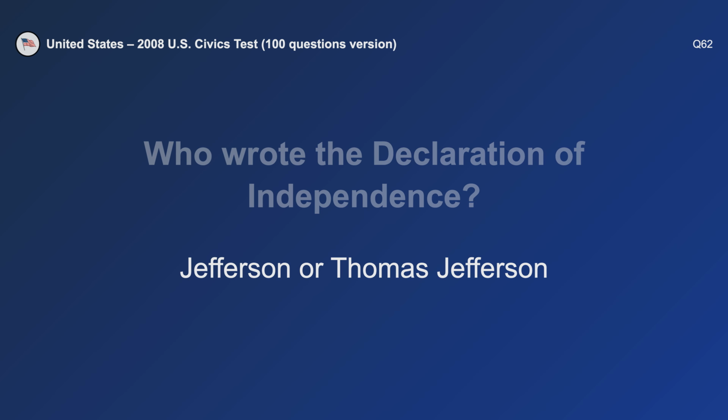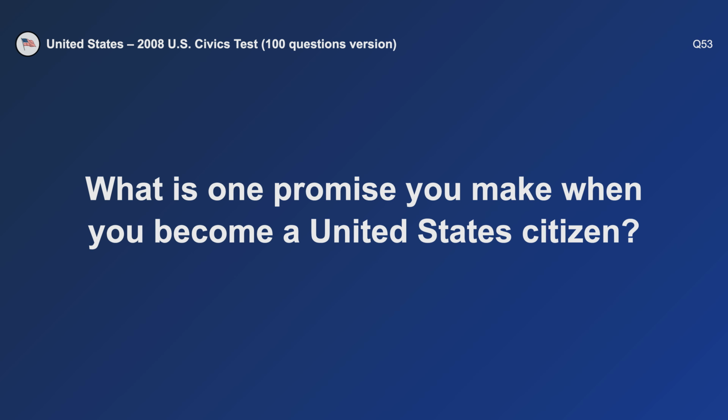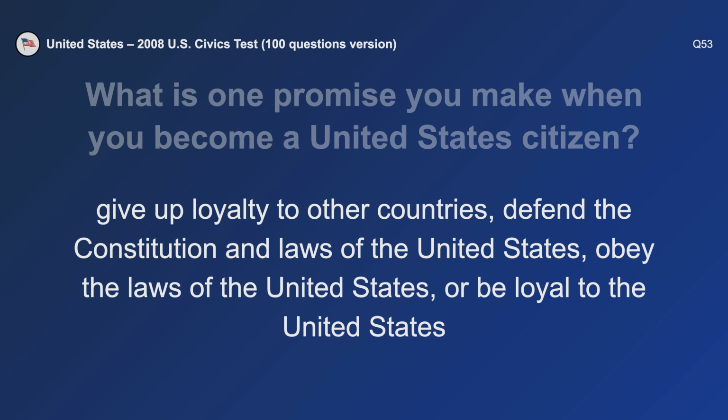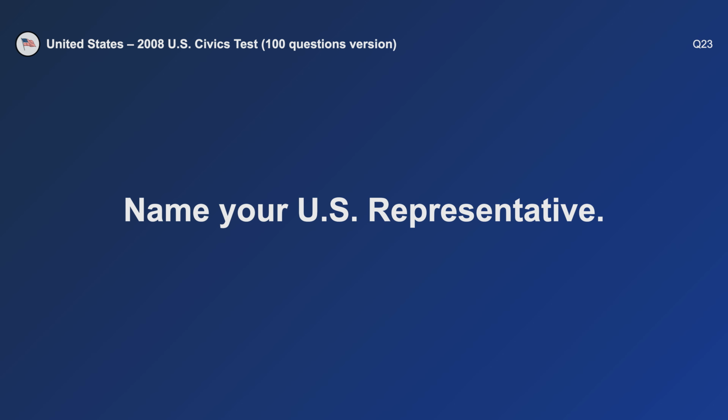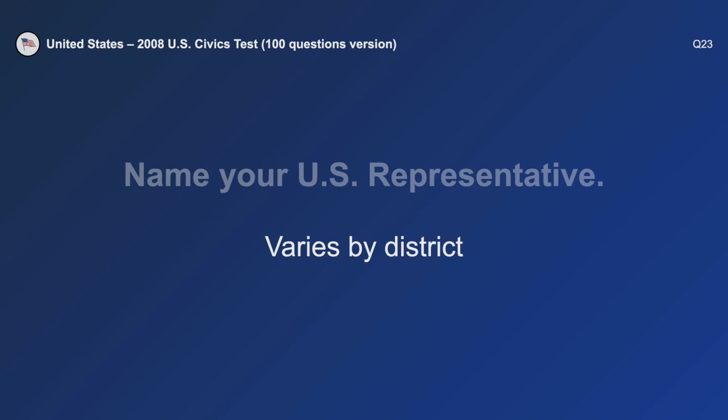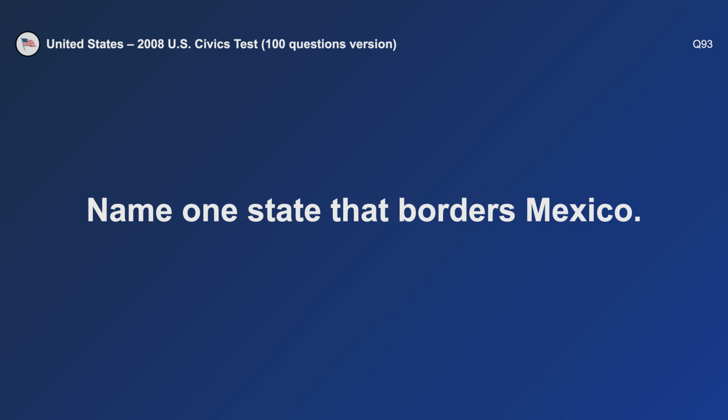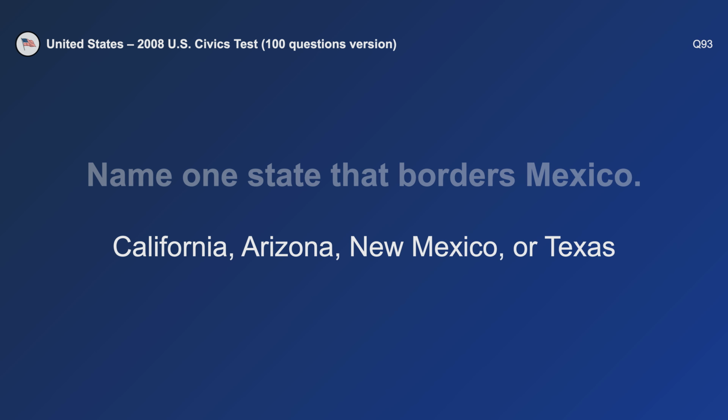Who wrote the Declaration of Independence? Thomas Jefferson. What is one promise you make when you become a United States citizen? Be loyal to the United States. Name your U.S. representative. Look up on house.gov, link in description. Name one state that borders Mexico. California.